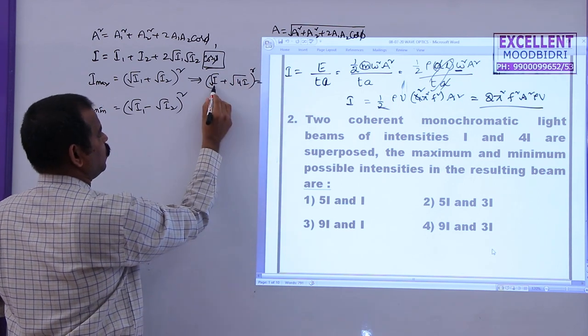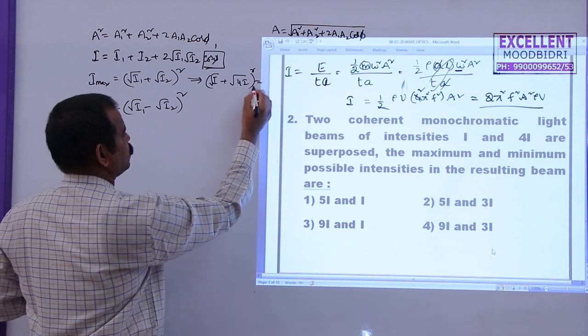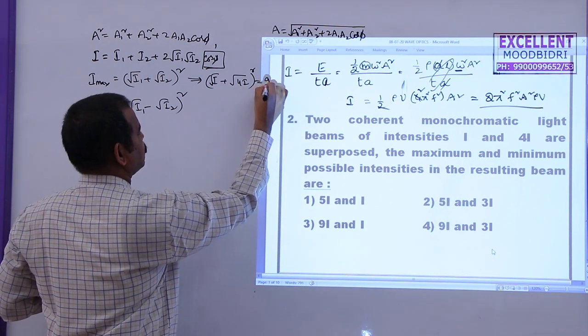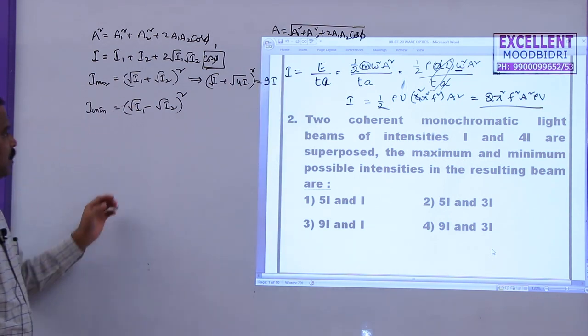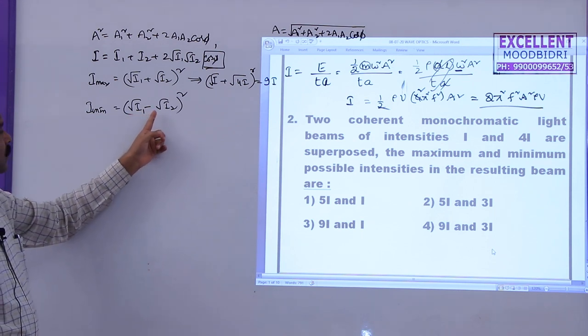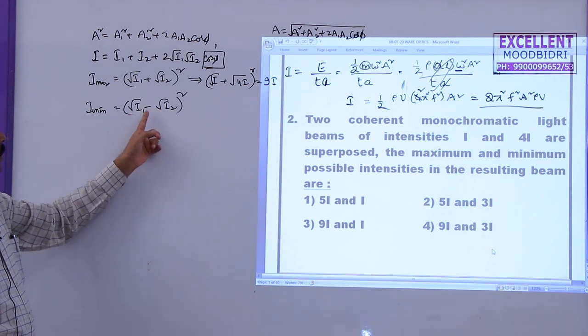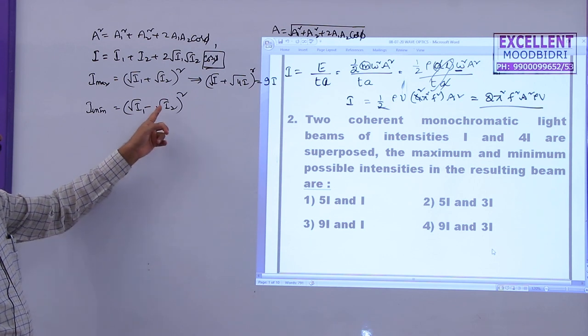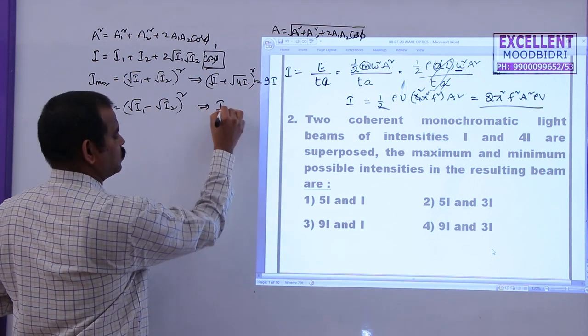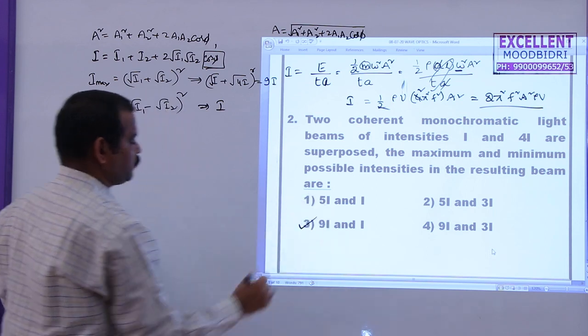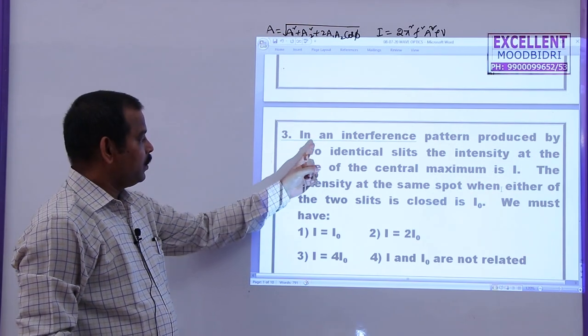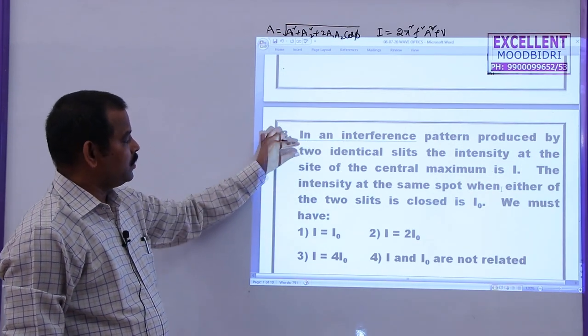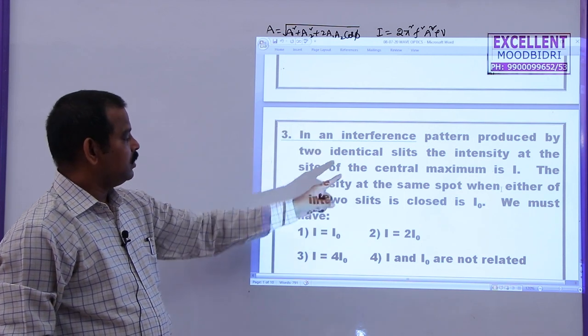which you can write as root I plus 2 root I, that is total 3 root I whole square, that is 9I. Similarly, the minimum will be root I minus root 4I, that is root I minus 2 root I, which will be minus root I whole square, which is equal to I. So the intensities are 9I and I. Option 3 is correct.